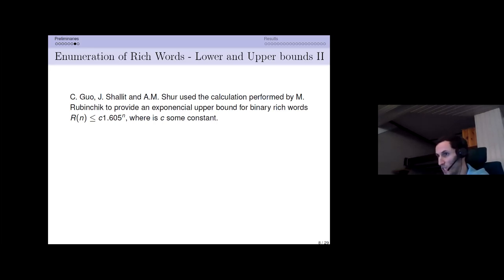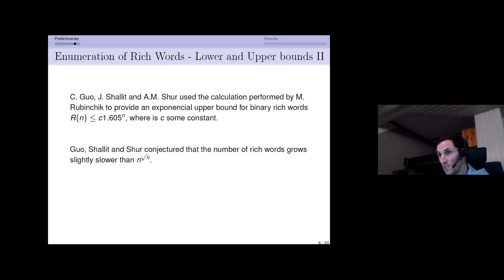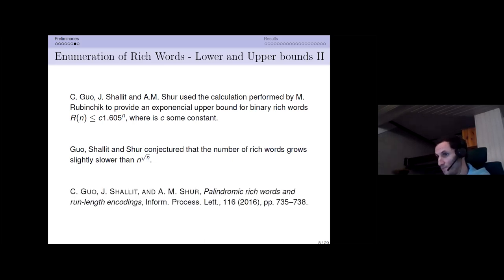These are quite different. The upper bound is exponential, the lower bound is sub-exponential. So there is still a lot of space for improvements. And also in the same paper, the authors conjectured this result on the growth rate of the number of rich words. So they conjectured that the growth is sub-exponential, simply said. And here is the reference to the paper where all these three results have been presented. Okay, so it was 2016. So it is not so old a result.